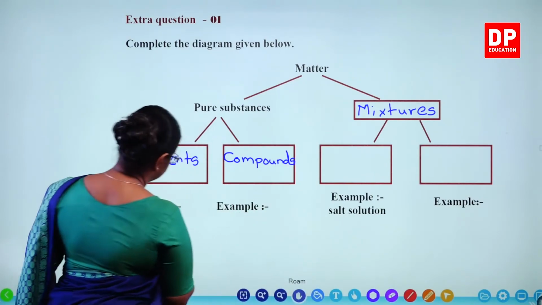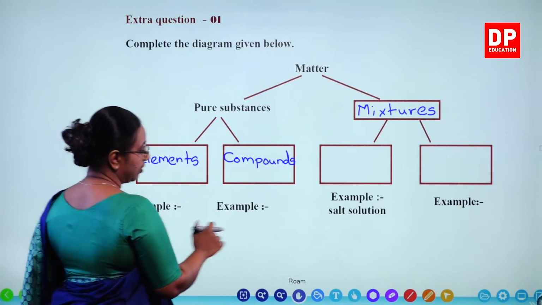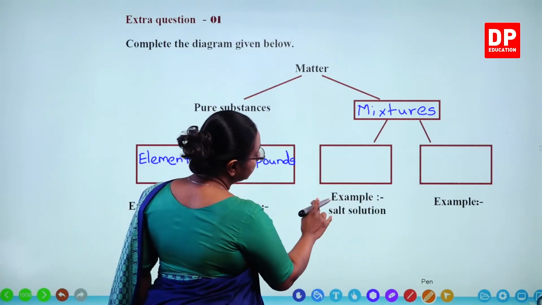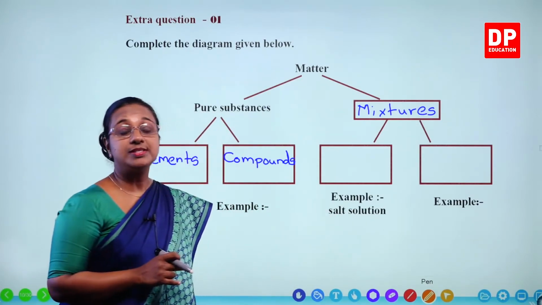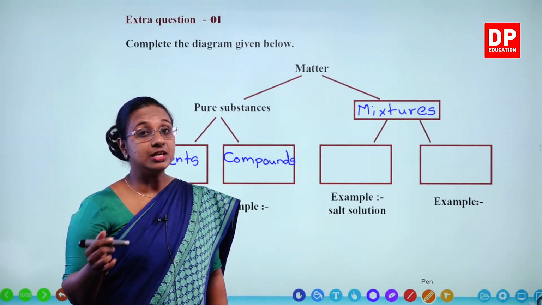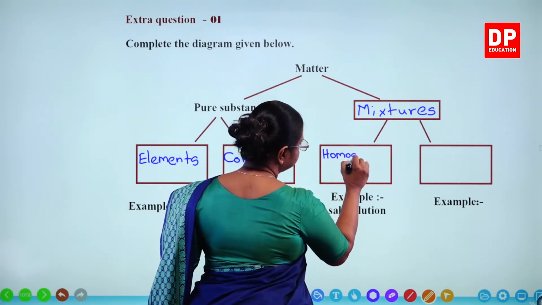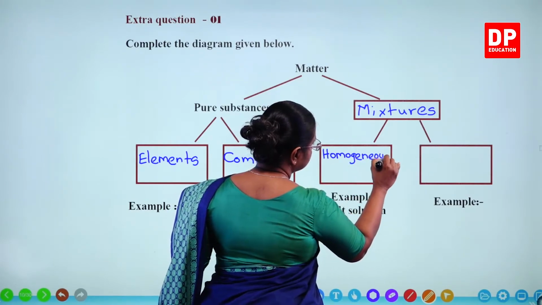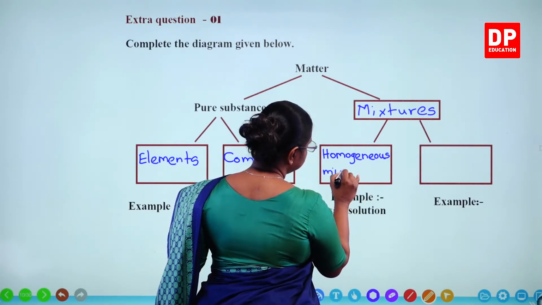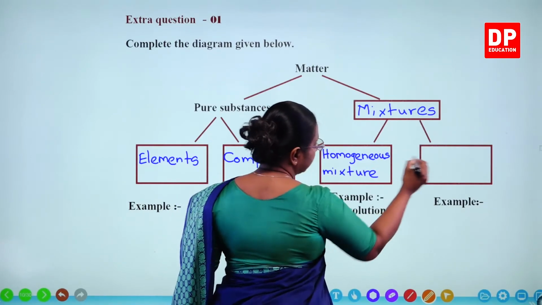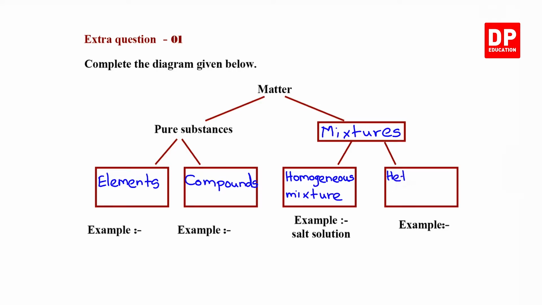So under elements, what are the examples you can write? Or before I go for that, here you can see example is given as salt solution. So you know salt solution is a homogeneous mixture. So this will be a homogeneous mixture. Then what is this? It is a heterogeneous mixture. Then we will write the examples.